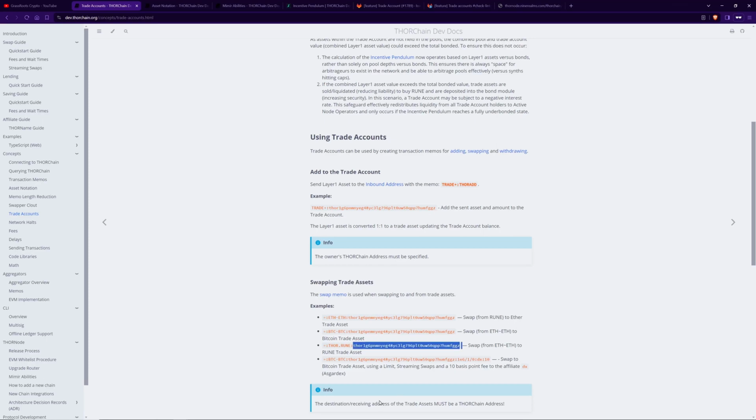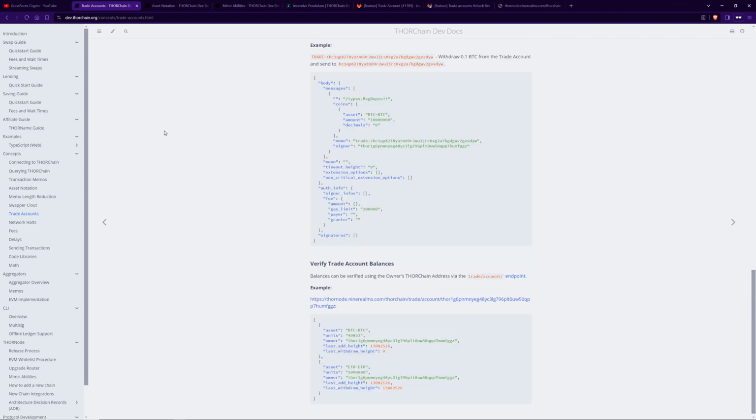The main thing here is that the destination receiving address of the trade asset must be a THORChain address, because this is the trade account address that the requested trade asset is going to be deposited into. As with the swap memo, you can use streaming swaps, you can use affiliates, you can do all that type of thing as well. In order to withdraw from the trade account, you would use this memo, trade minus, as well as an L1 address that you want the asset to be withdrawn to.